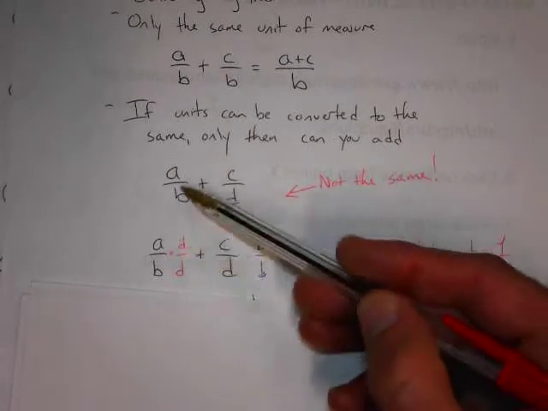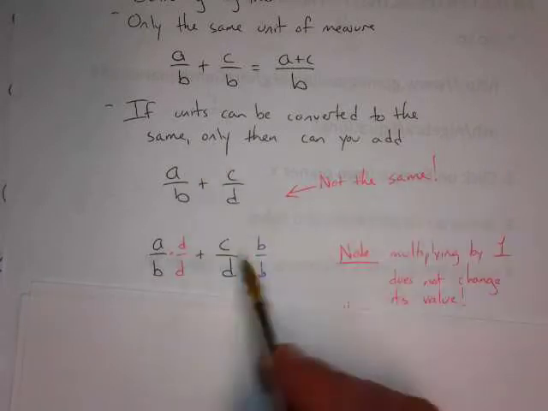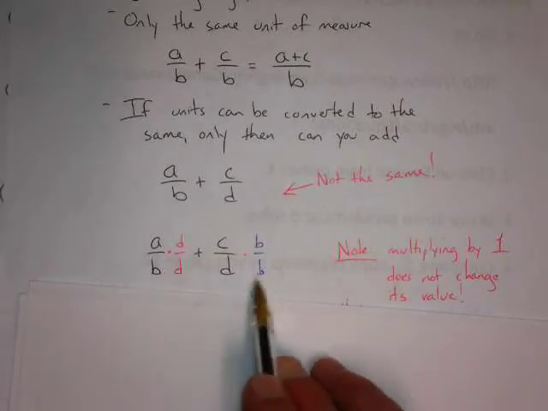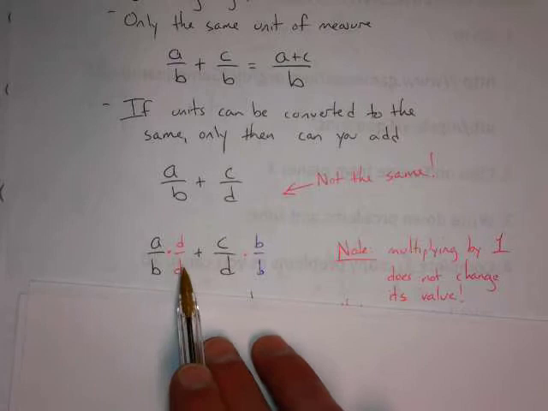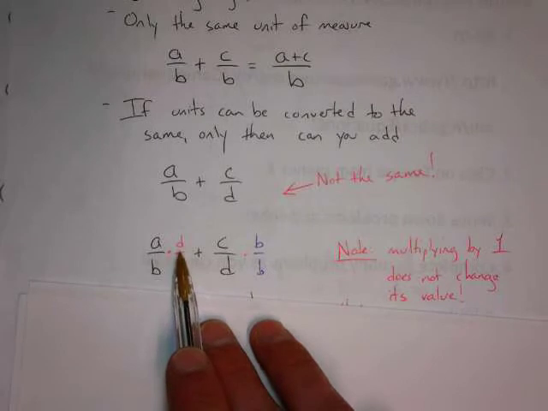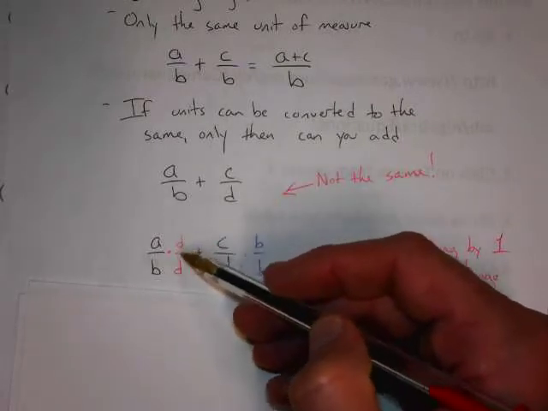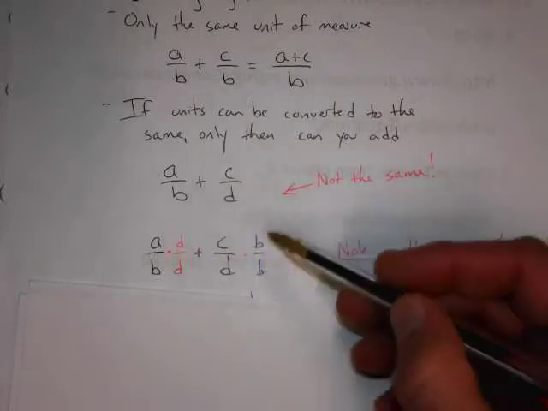So we would have our original rational number, and we would want the denominators to be the same, so we'd have to multiply that first denominator by a D. Now, if we multiply a denominator by D, we also have to multiply the numerator by D, so that we're multiplying by the same amount over the same amount. And it's the same thing with C over D.